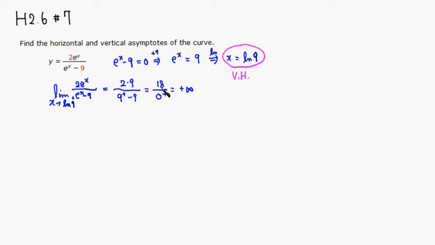Which tells you that this is indeed a vertical asymptote because it blows up from the right. All right. Then in order to find the horizontal asymptote, we have to take the limit of the same function as x approaches positive infinity and also negative infinity. So let's evaluate those.